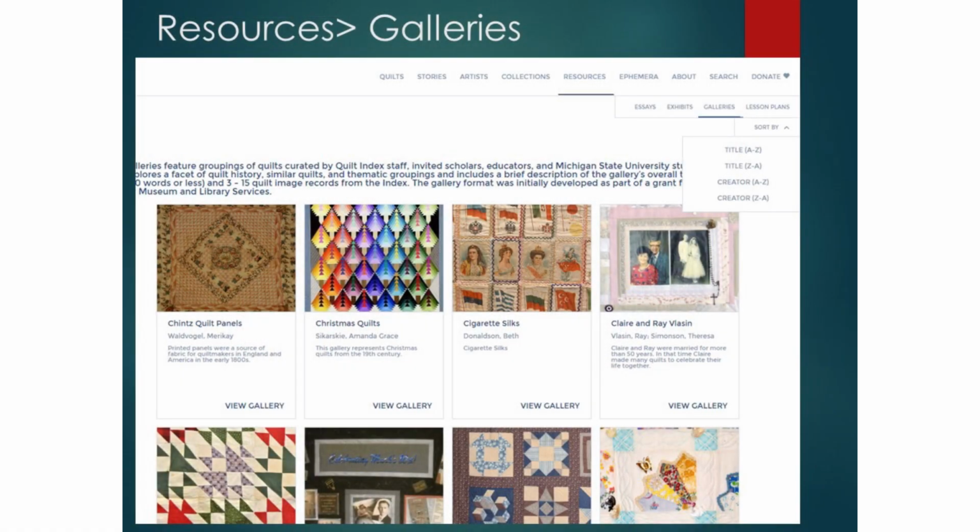We also have galleries, which are more or less illustrated. For instance, we just did one on Nancy Page, who had a column in the 1930s. I went through and found all the Nancy Page quilts I could in the Quilt Index, and I created a page so it would be easy to find them again.